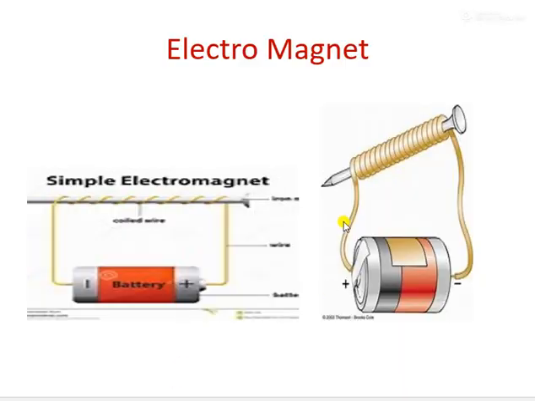Now the second experiment. Take an iron screw, and to that screw attach a copper wire, with one end attached to the negative terminal and one end attached to the positive terminal, and just start the current. What can you observe? Just bring the iron pins near the rod. You can observe that the pins get stuck to the screw.